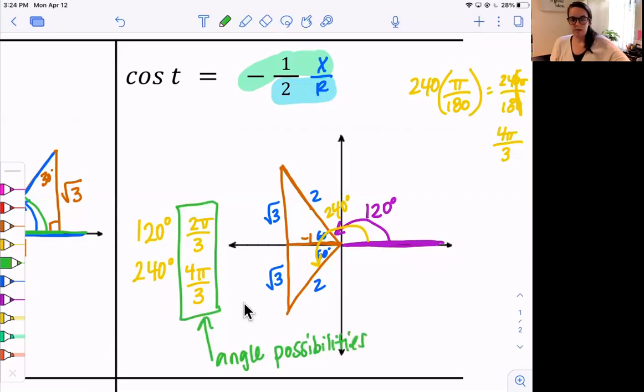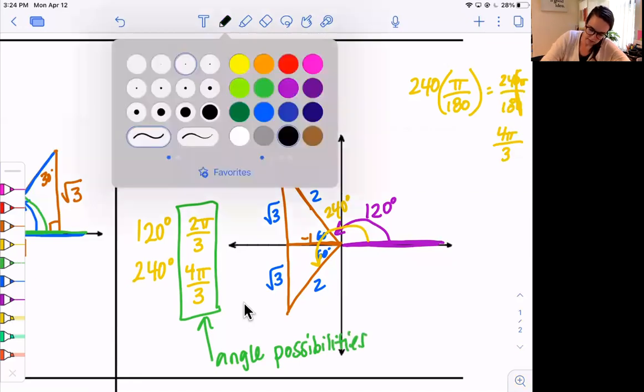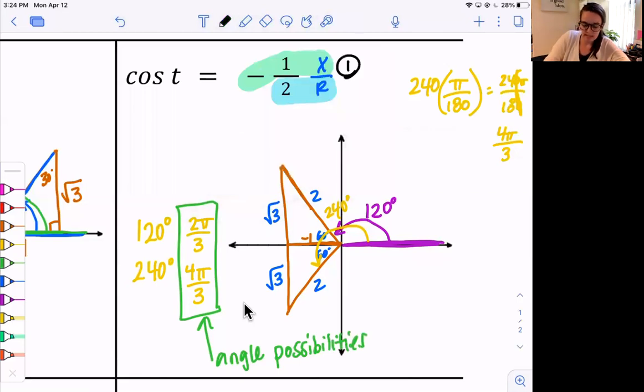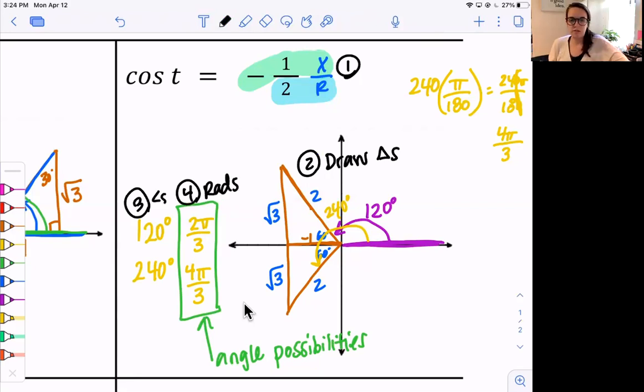All right. So my first step was labeling them. My second step was to draw the triangles, and remember, there's going to be 2 possibilities. My third step is to find the 2 angles. And my fourth step is to convert to radians. So angles and then radians. So I'd say those are my steps: label them, draw the triangles, find the angles, and then turn it into radians.